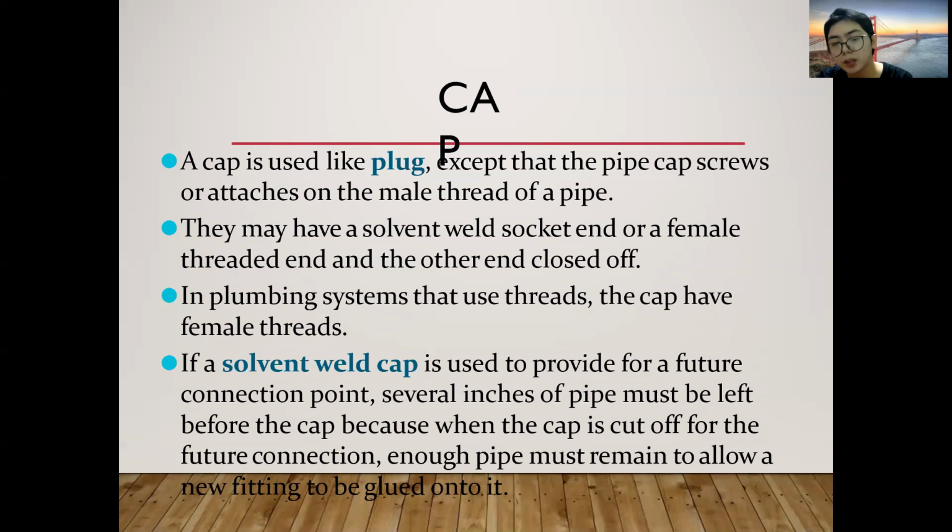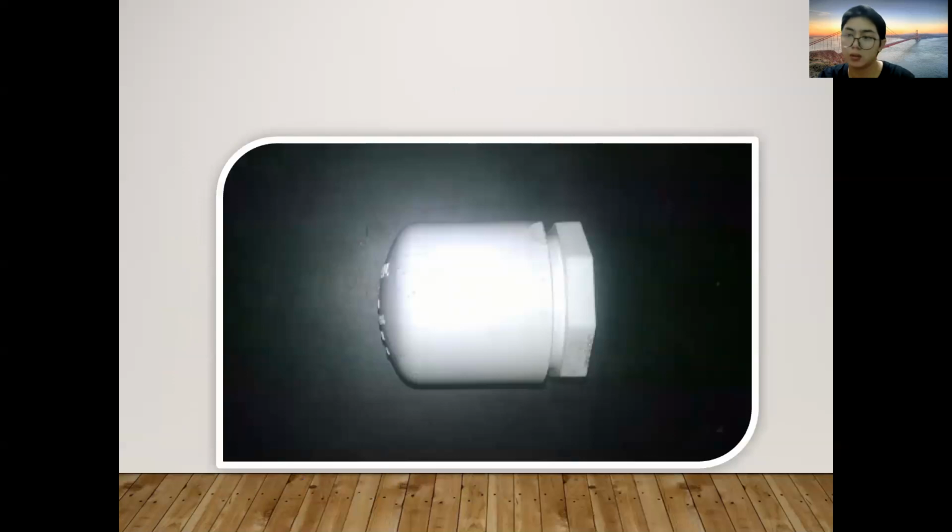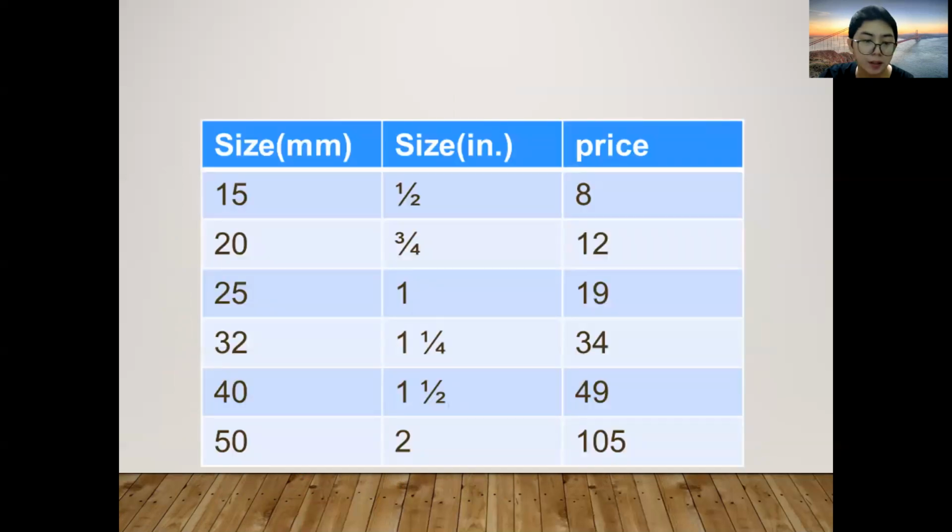So in plumbing systems that use threads, there are fittings that have female threads. This is an example picture of it, the cup. And this is also the table that represents the sizes, inches, and price for a cup.